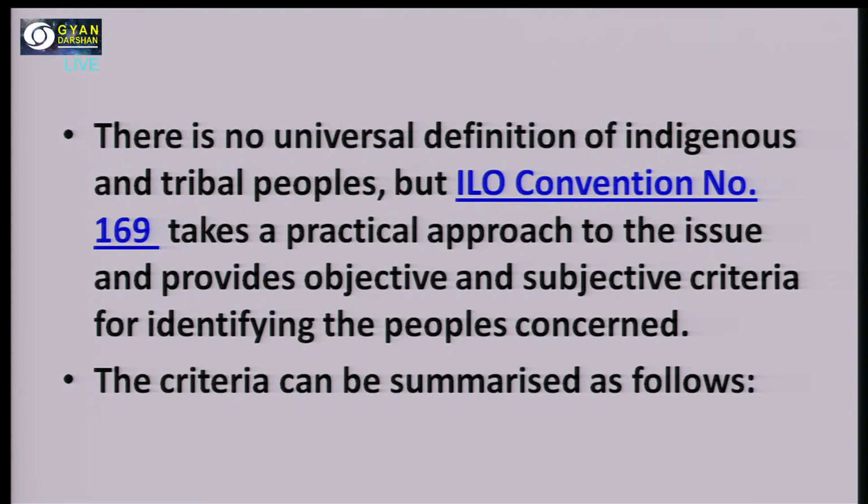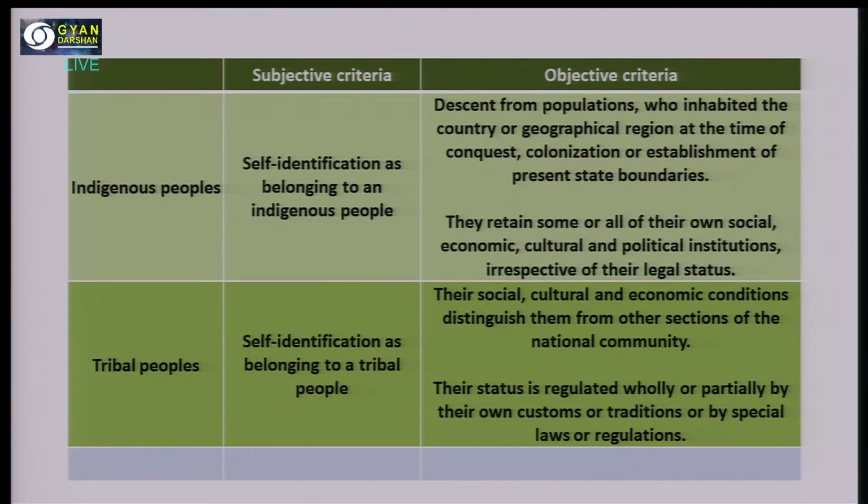As mentioned, they have been called by various names, and it is also important to know that there is no universal definition of indigenous and tribal peoples. But the ILO Convention number 169 takes a practical approach to the issues and provides objective and subjective criteria for identifying the people concerned. Now, what are these criteria? That is important. The criteria can be summarized as follows. We have two types of criteria, the subjective criteria and the objective criteria.